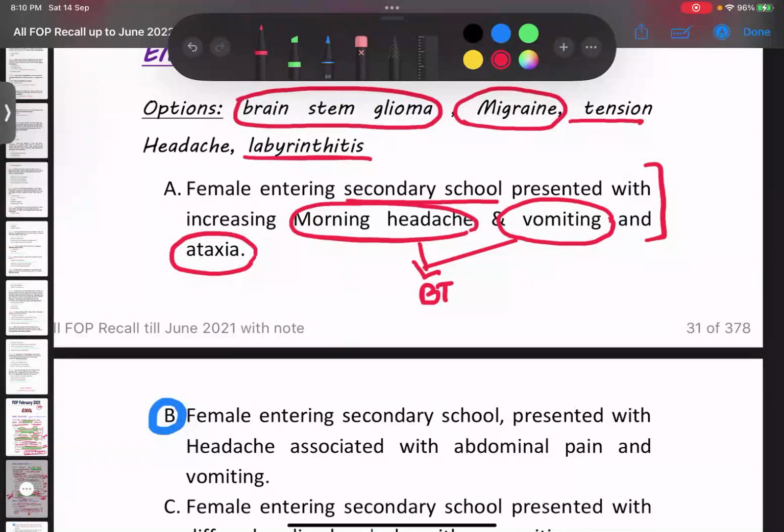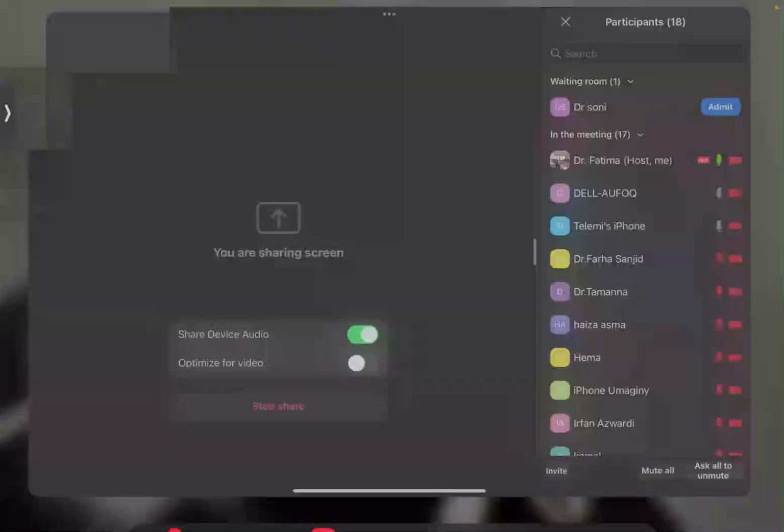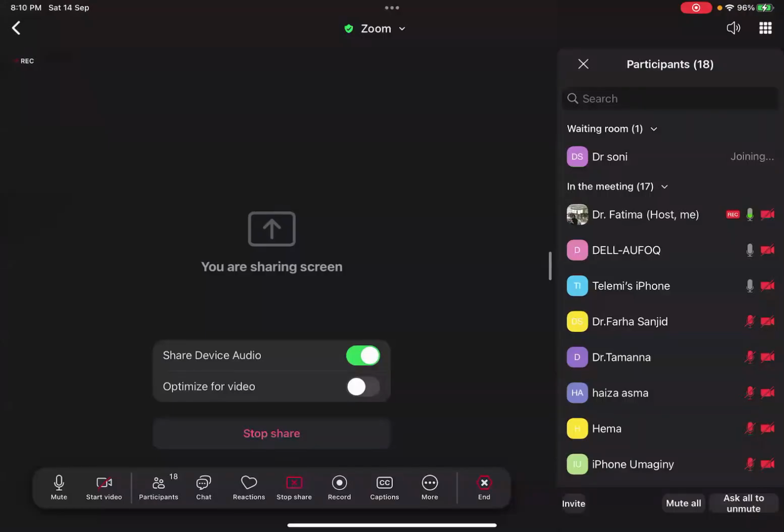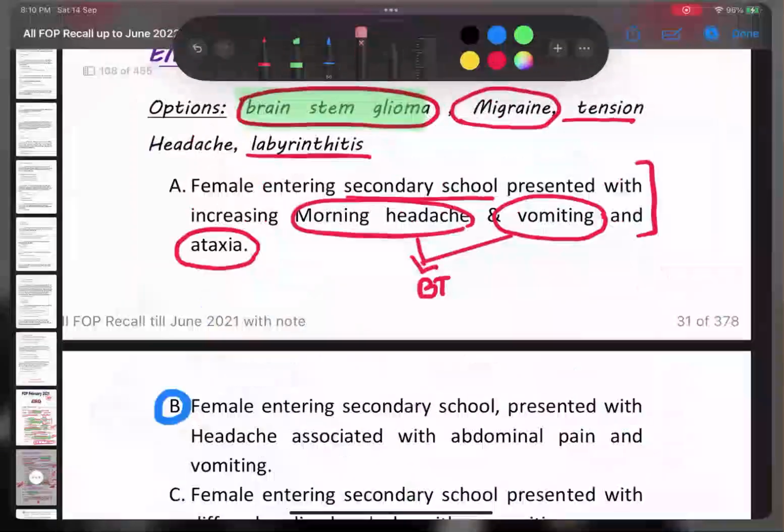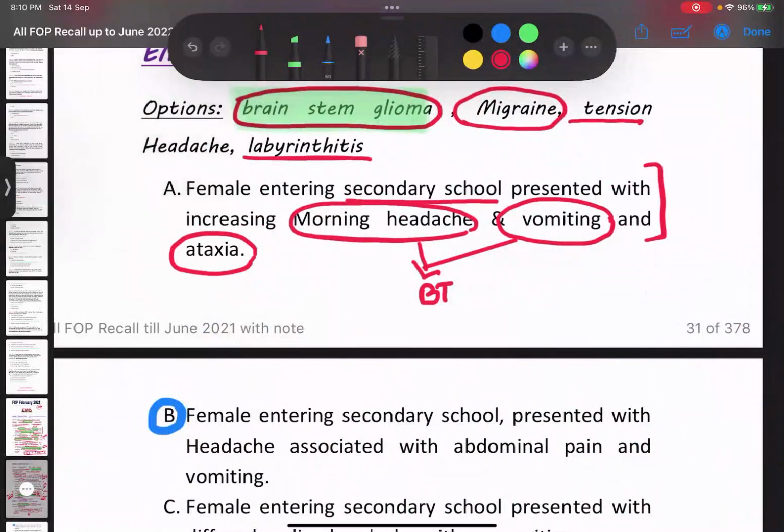So morning headache along with vomiting, along with ataxia, which is a cerebellar feature. This is a case of brain tumor. The only brain tumor option we have is brainstem glioma. Or what are the other options we could keep in mind? Infratentorial tumor or cerebellar tumor. Also remember, commonly they are associated with squint, they are associated with diplopia, all these features.